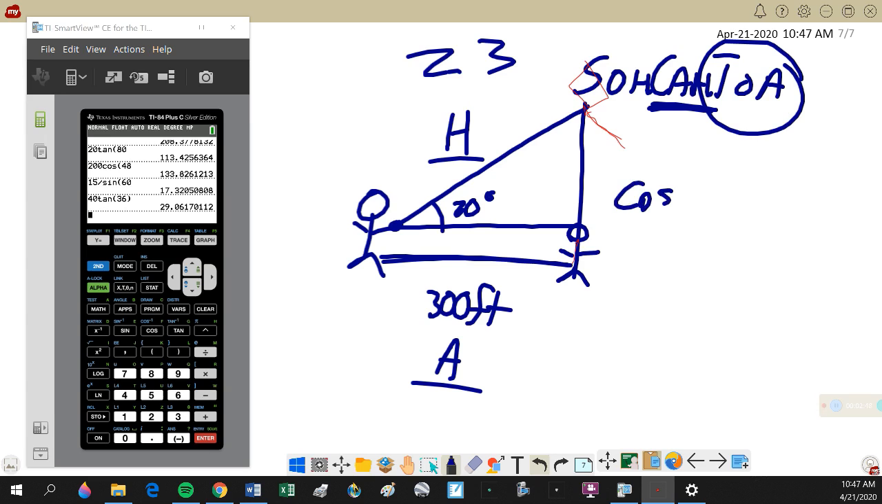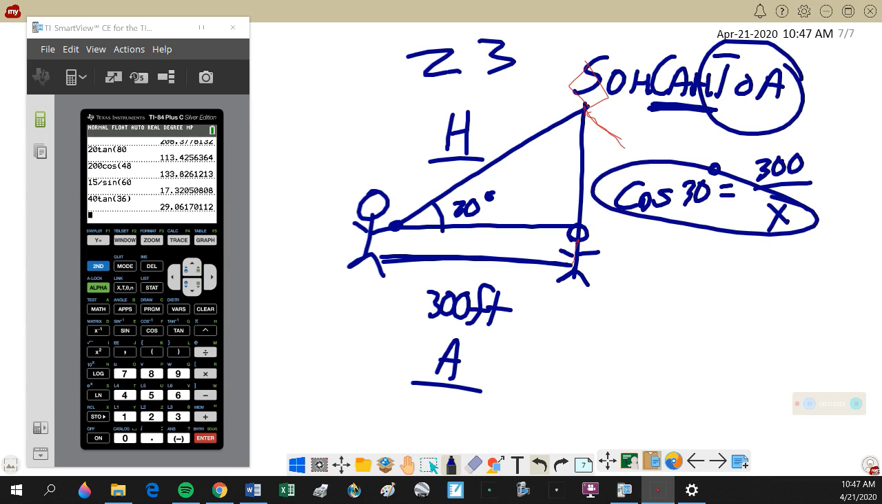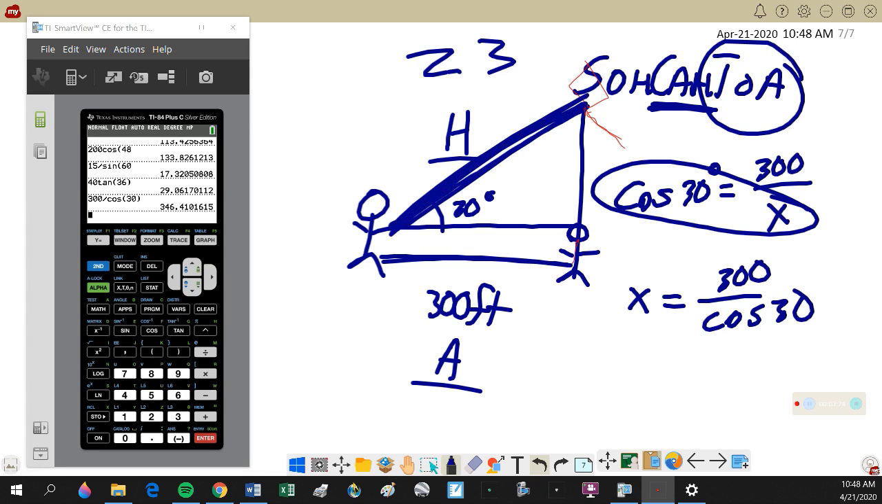The cosine of our angle, 30 degrees, is equal to 300 divided by x. Is this a multiply or a switch? Well, when the variable's in the denominator, we need to switch. So we swap those. We get x equals 300 divided by the cosine of 30. So 300 divided by the cosine of 30, and we get 346 feet. So this string here is 346 feet long.